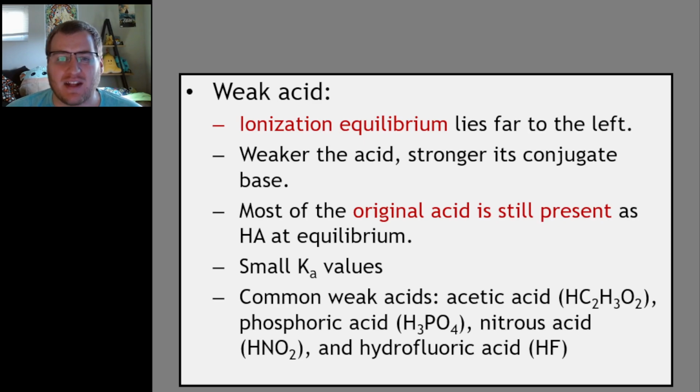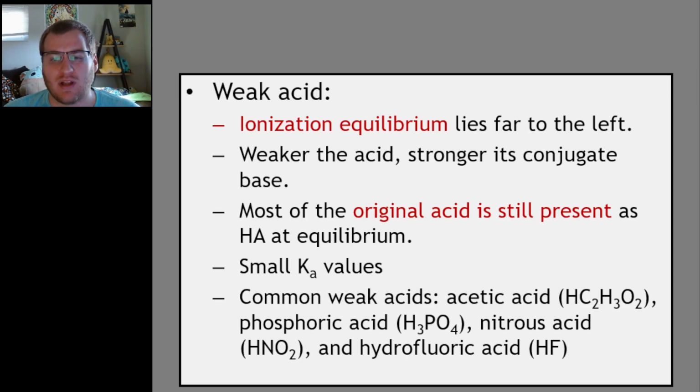Only a small percentage of a weak acid's molecules can donate their H pluses. The weaker the acid is, the stronger its conjugate base. We'll talk about how that works. Most of the original acid is still present as HA at equilibrium. Because of that, it has a very small Ka value.